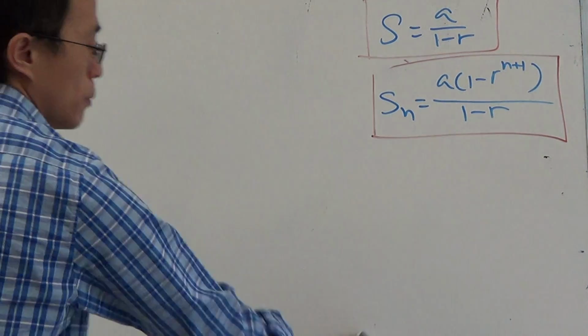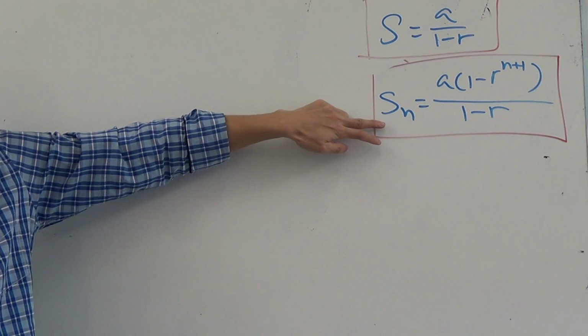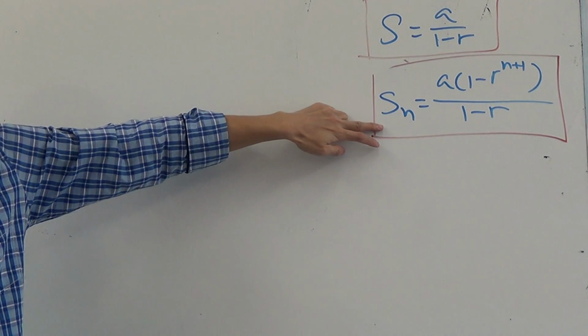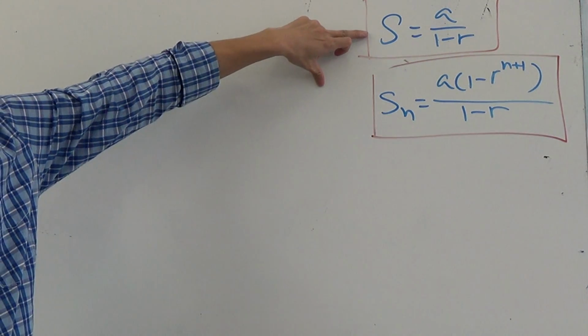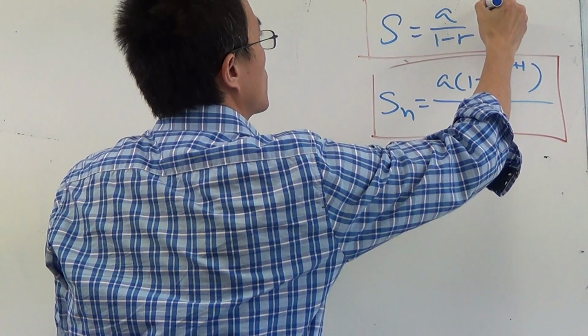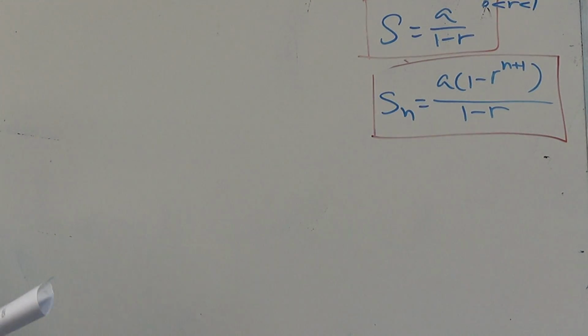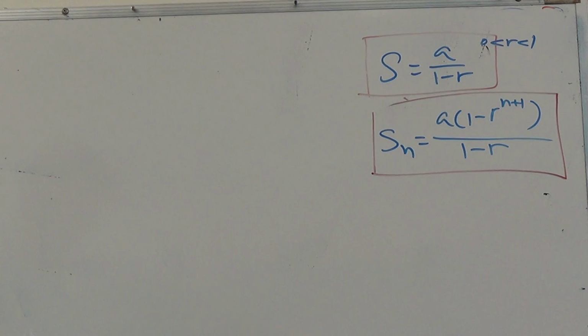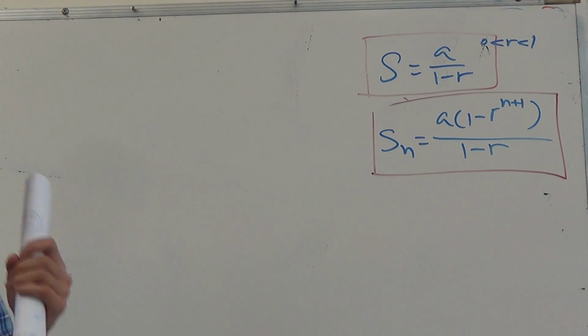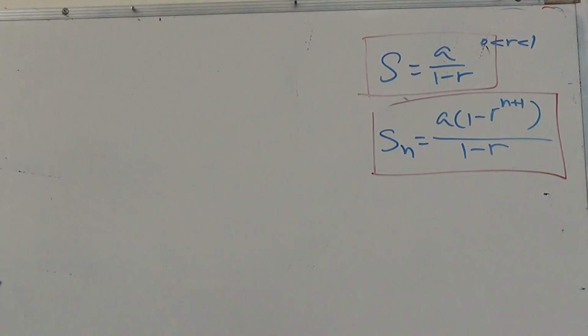Alright, so that's the formula: the sum of n terms of a geometric series. And this is the sum of infinite terms of the geometric series, given that R is between 0 and 1. That's all we are interested in. Alright, now we are ready to derive the present value of an annuity.